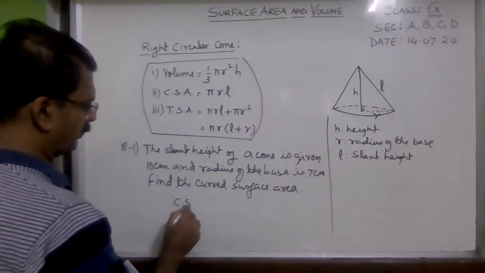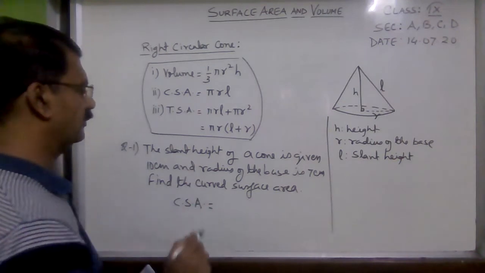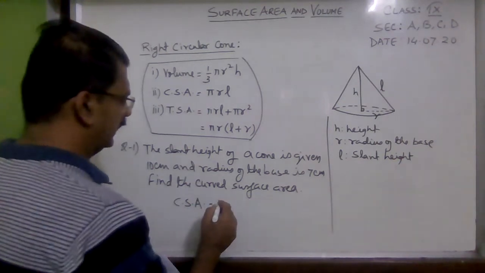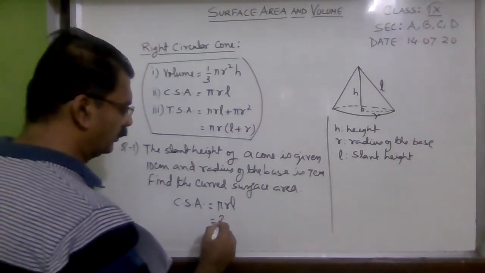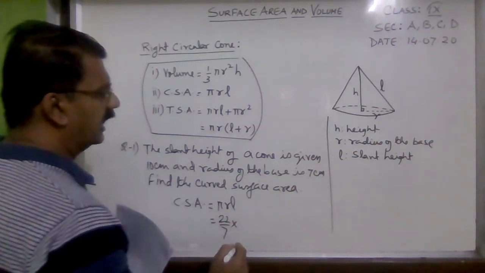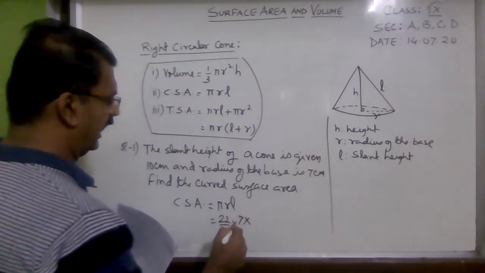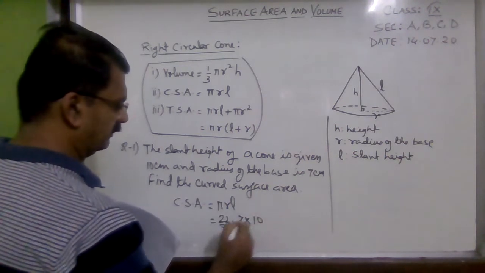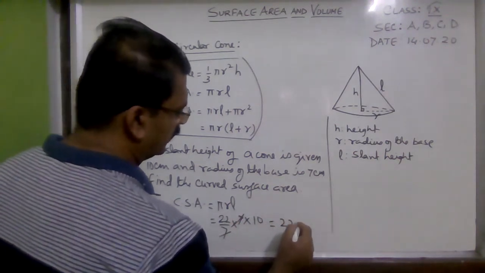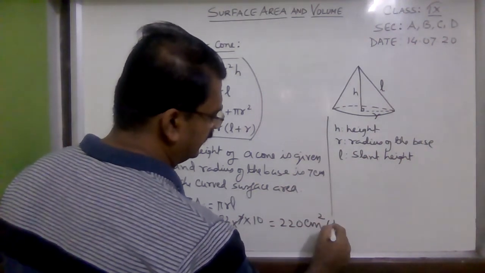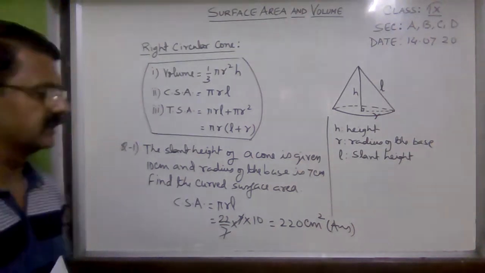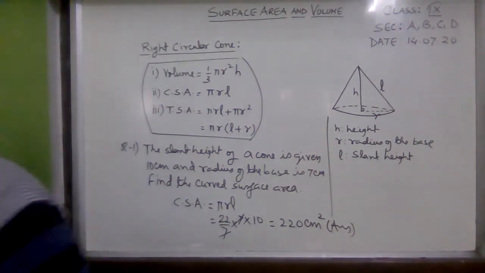So you know the formula for curved surface area of a cone is pi r l. In place of pi, you put 22 by 7. R is given 7 and l is 10. So the answer will be 220 centimeters square. Clear?